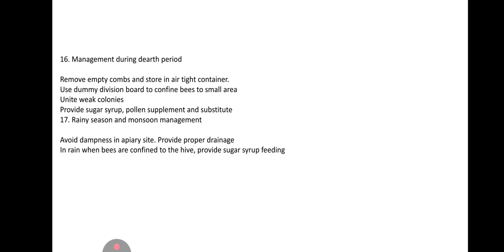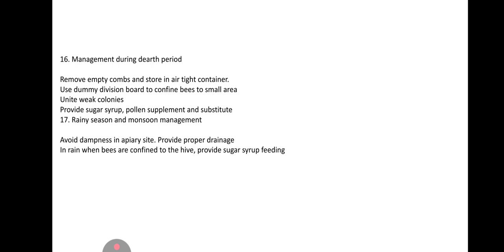During winter season, maintain strong and disease-free colonies. Then provide a new queen in the hives and provide winter packing in cooler areas, hilly regions. Next, management during dearth period. Dearth period means during non-pollen source period. Here, remove empty combs and store in airtight container. Use dummy division board to confine bees to a small area. Then unite weak colonies. Provide sugar syrup, pollen supplement and substitutes.